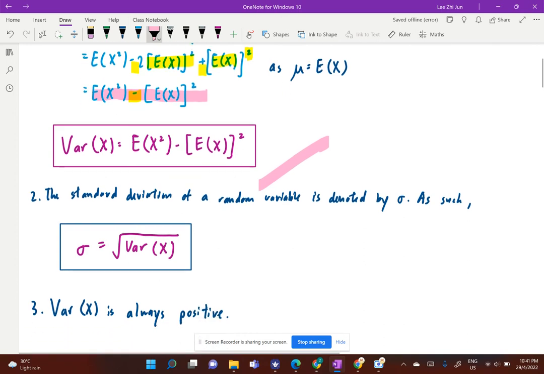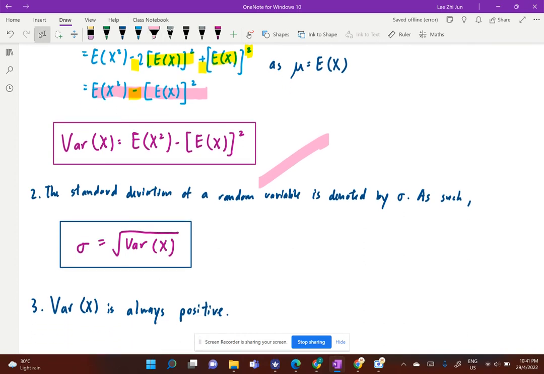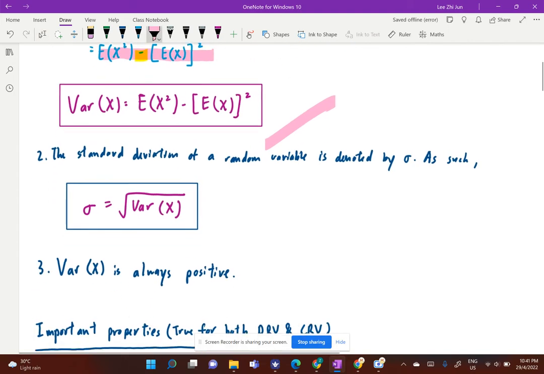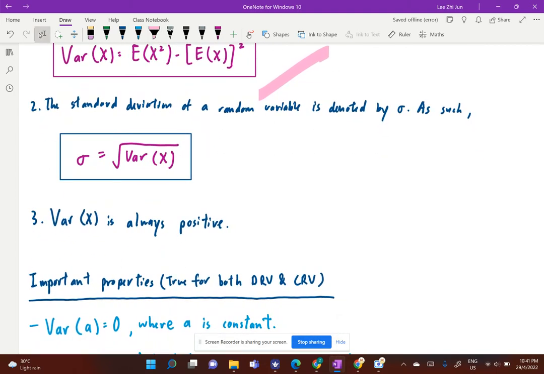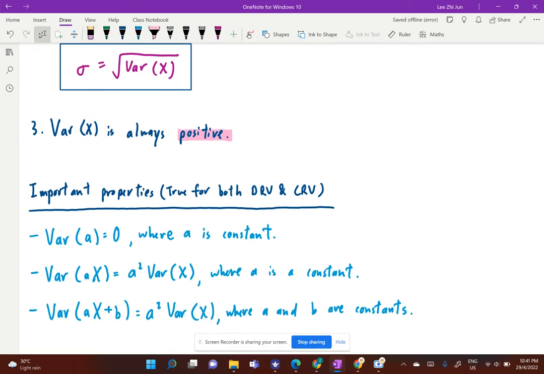The standard deviation of the random variable, either discrete or continuous, is just the square root of the variance. The variance is always positive, so if you find it's negative, you will be wrong. These properties are true for both discrete and continuous, so later I will not talk about them again in continuous. Var(3), or Var(a), equals 0, because a constant has no dispersion.